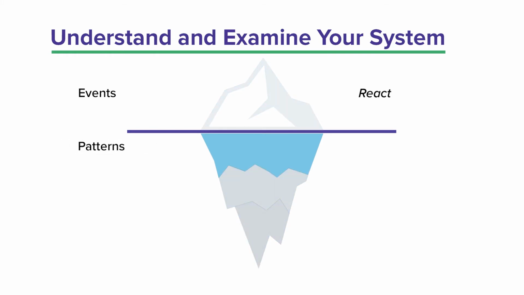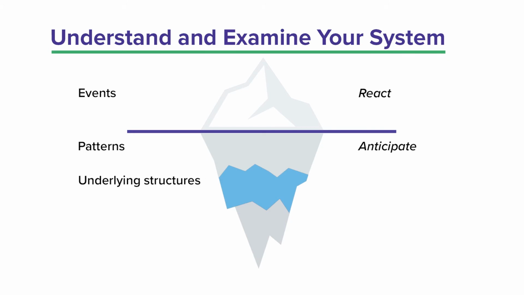The pattern level refers to the patterns of recurring issues over time. It allows you to use data to identify and anticipate outcomes that you might want to interrupt. Below the pattern level, you can see the underlying structures level of your system. These structures consist of the policies, practices, and behaviors in your system. A deeper look at these allows you to identify barriers and design new solutions.